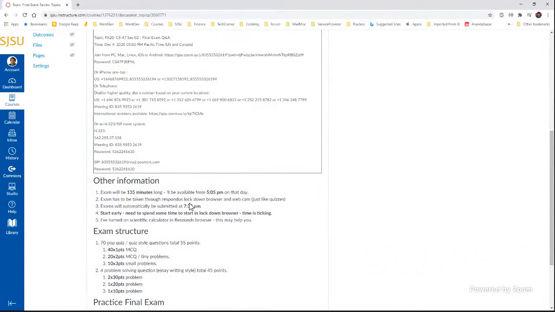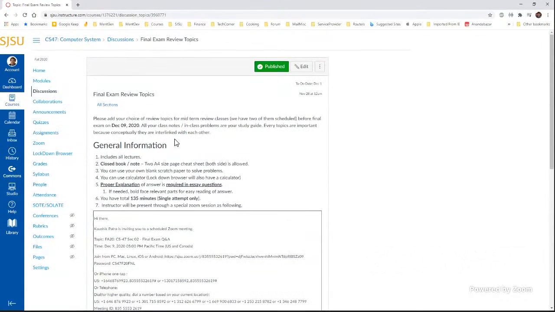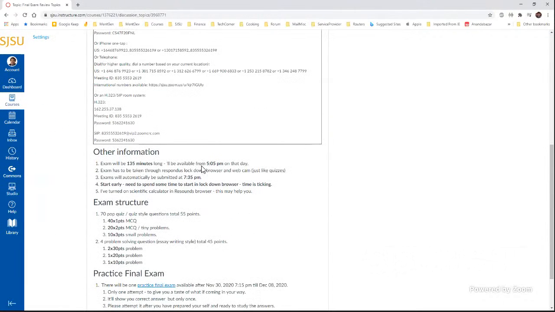Now your exams start from 5:15, that's the university time. It will be available from 5:05, 10 minutes early, because like the midterm and other quizzes, you need some time to prepare and log into the lockdown browser, do that environment check and everything, before you can start the quiz. So I'll open it up from 5:05 p.m.